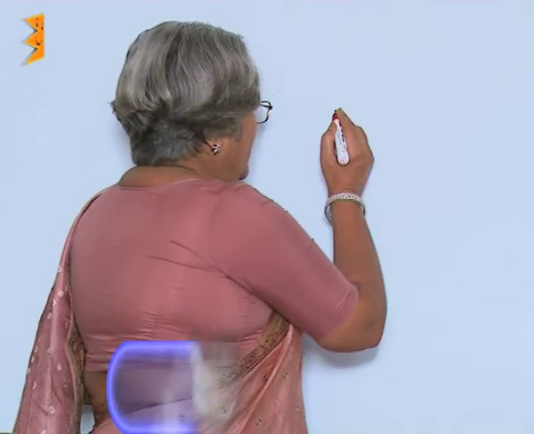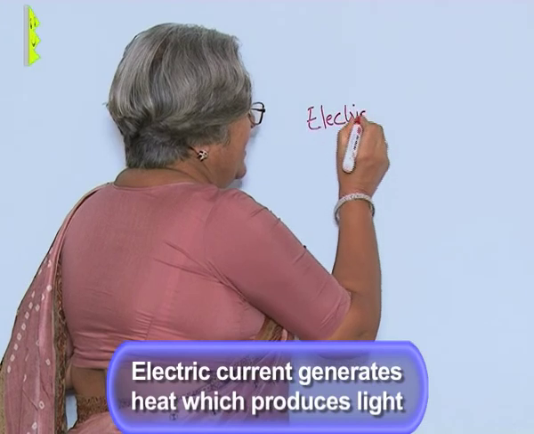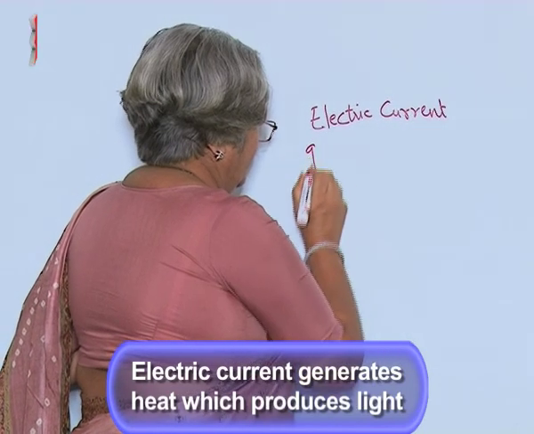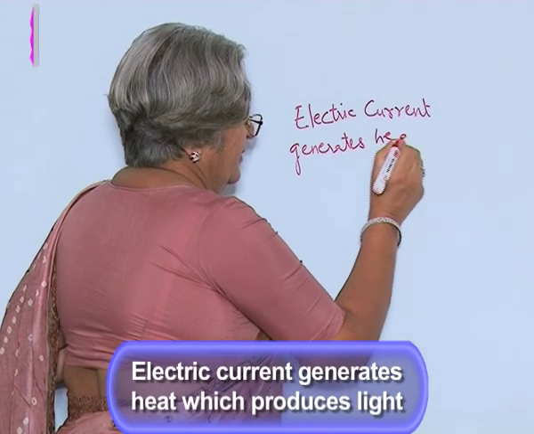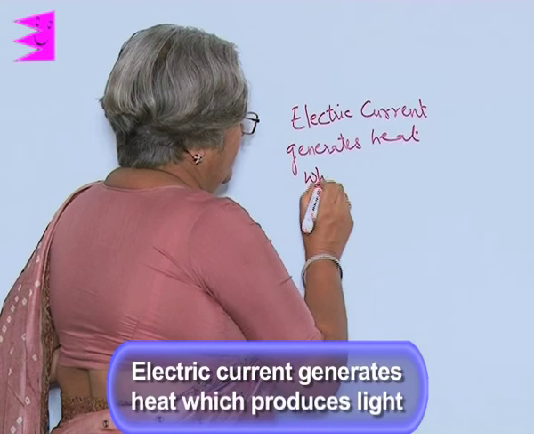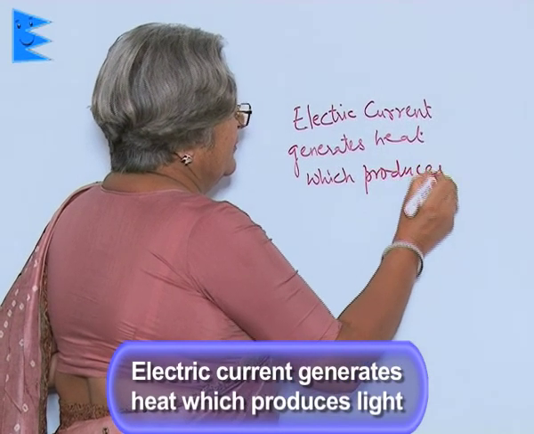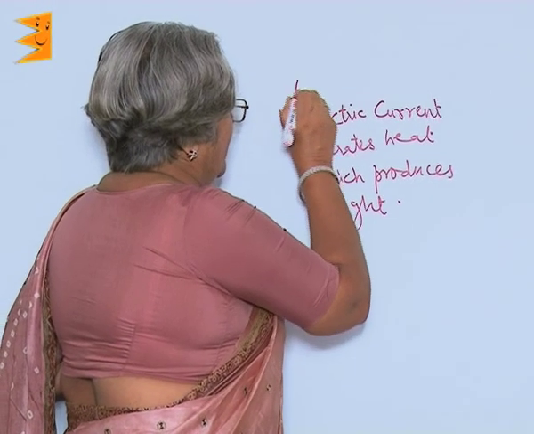In terms of effect, we can say that electric current generates heat, which produces light. So, this is one effect of electric current.